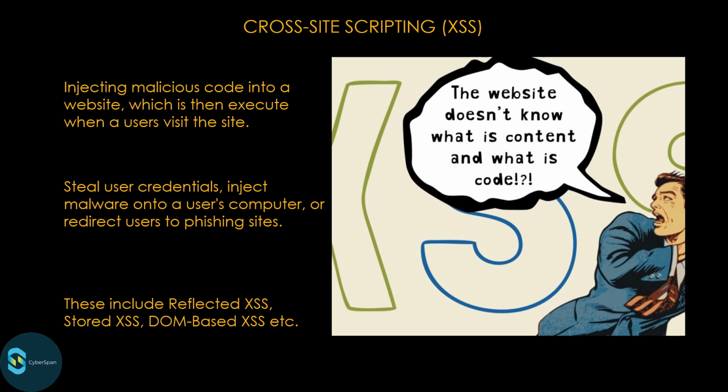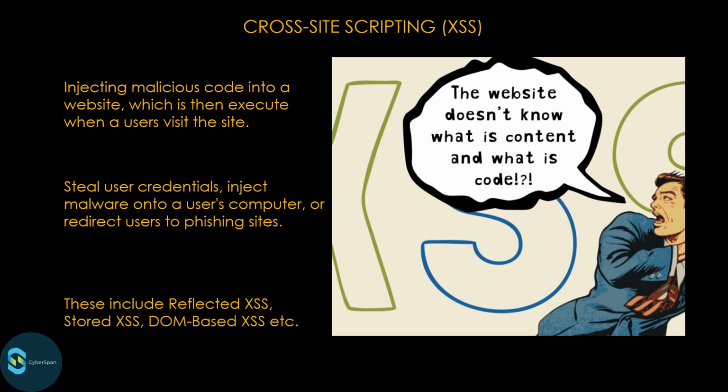As for the DOM-based cross-site scripting, DOM-based cross-site scripting occurs when an attacker injects malicious code into the document object model of the web page. This can occur when a website uses client-side scripts to modify the page's content based on user input. For example, an attacker might inject a script into a search field that modifies the page's DOM to execute the attacker's code.